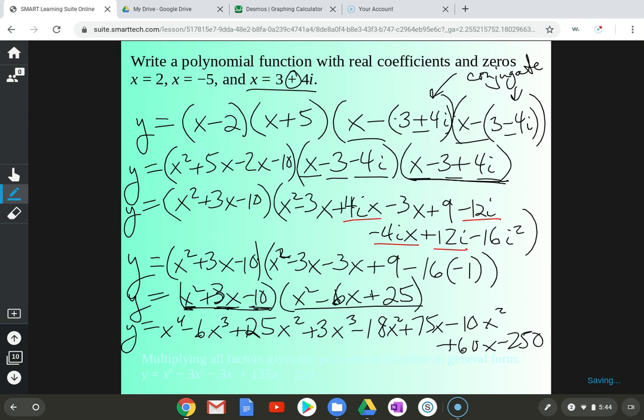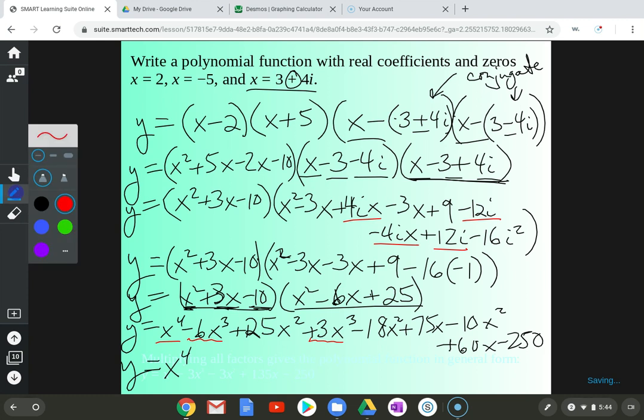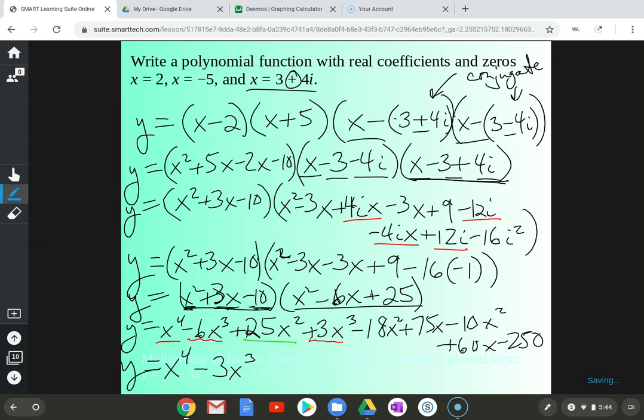So my final answer, which is, you can't tell, it's really faint down there at the bottom, so y equals x to the 4th. I'm going to underline as I go. So that's done. Okay, let's find the cubes. Minus 6x cubed plus 3x cubed. So I end up with minus 3x cubed. Now let's do the squareds. So I'll put these in green. Plus 25x squared minus 18x squared minus 10x squared. So it's like 25 minus 28. So we end up with minus 3x squared.